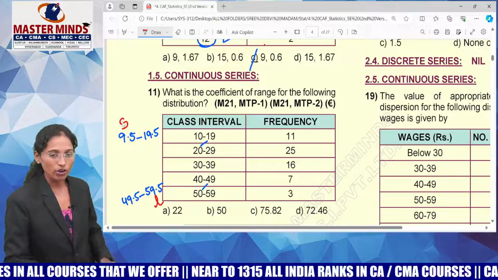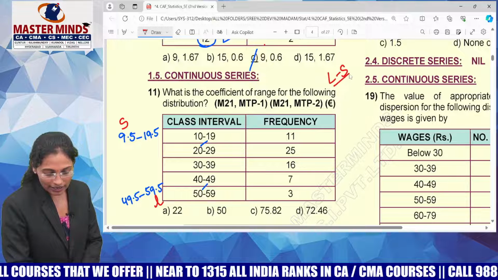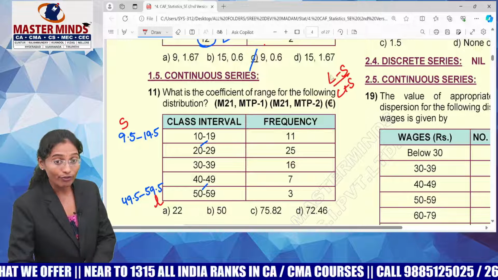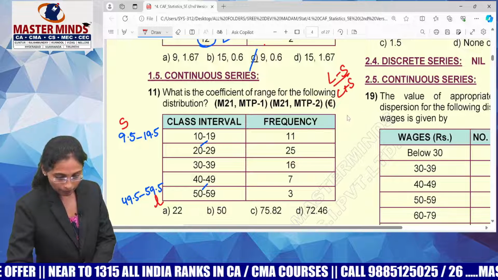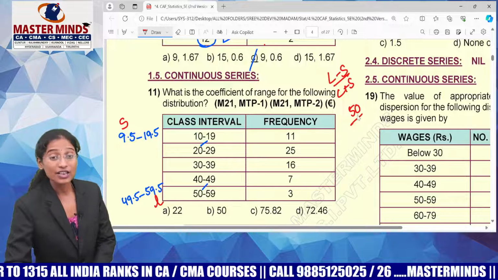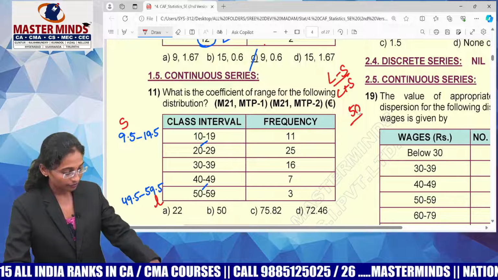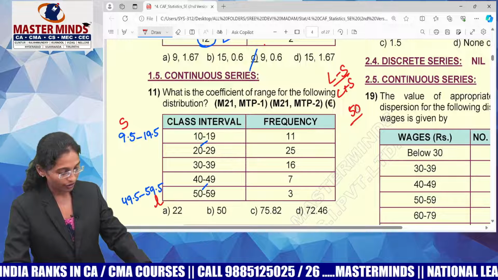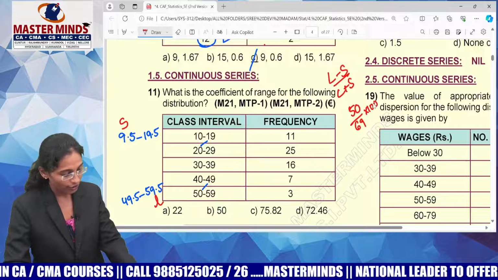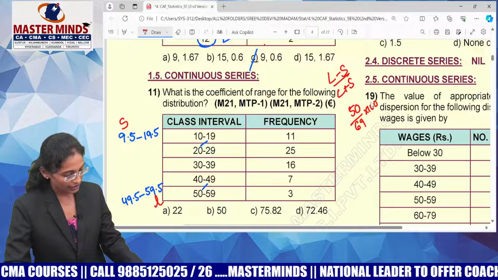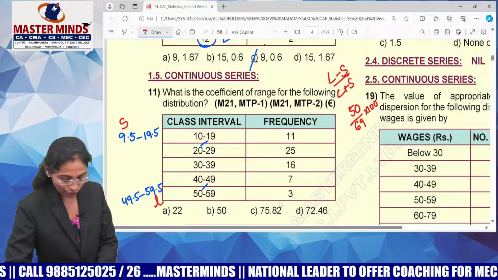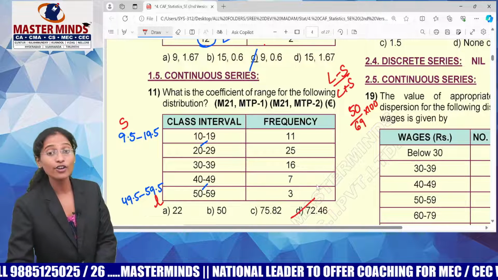Tell me the formula for the coefficient of range. L minus S by L plus S into 100. Take your calculator and tell me what is 59.5 minus 9.5. Yes, 50 by L plus S. 59.5 plus 9.5. How much? 69. So your answer is 50 by 69 into 100. And your answer is 72.46, and that is there in option D.